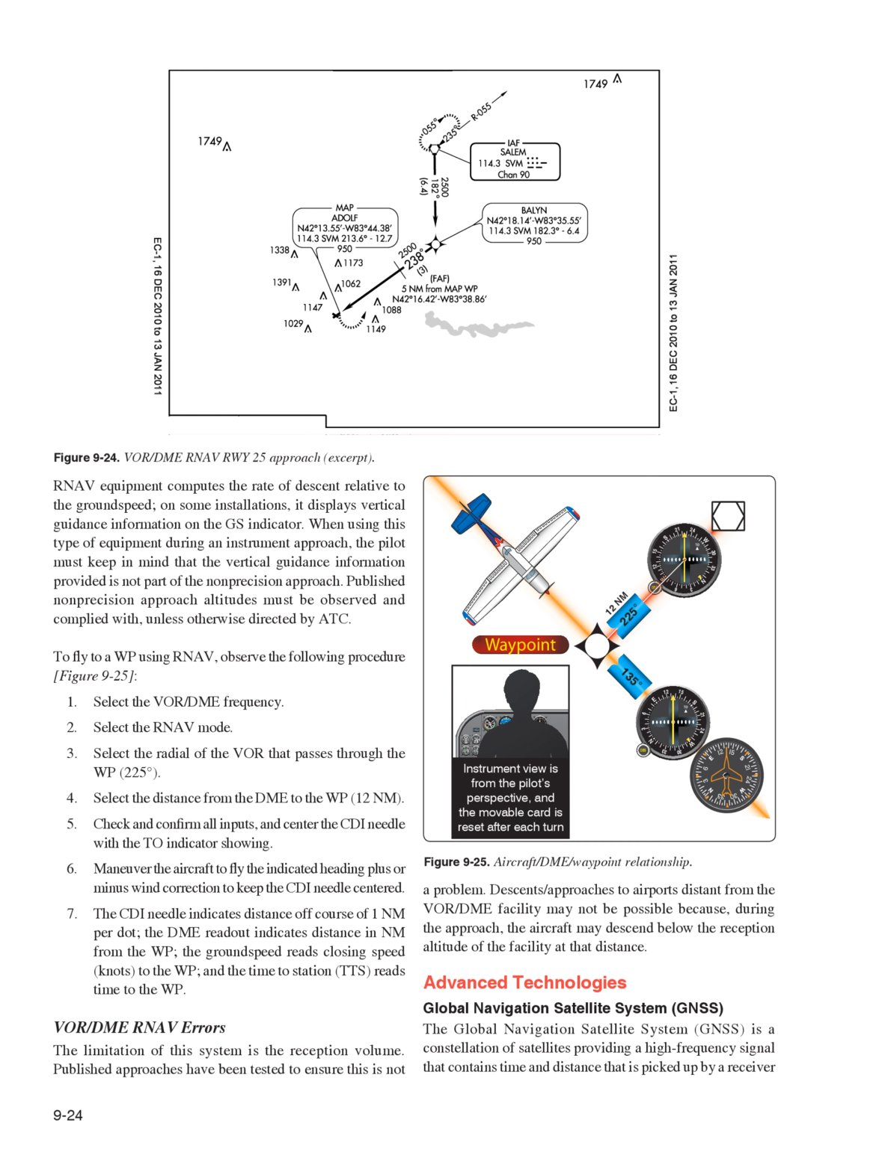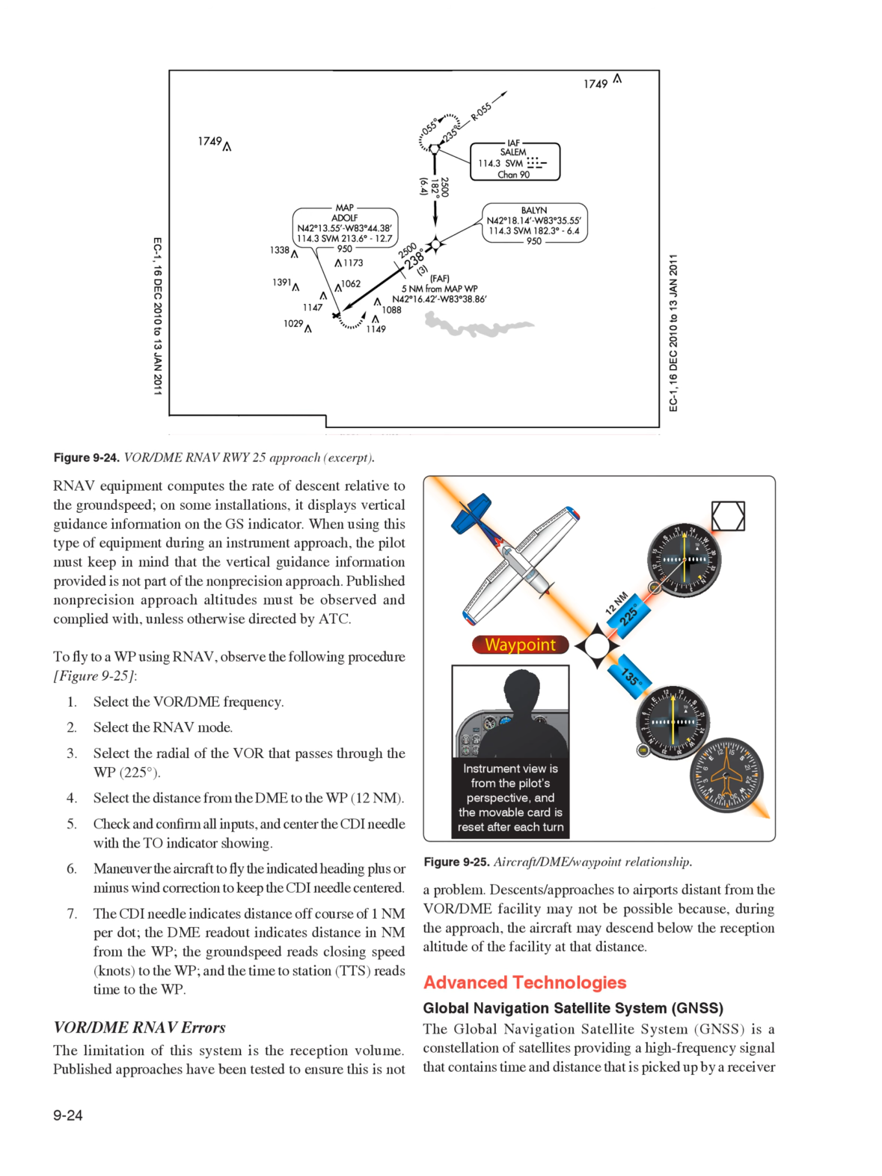3. Select the radial of the VOR that passes through the WP, 225 degrees. 4. Select the distance from the DME to the WP, 12 nautical miles. 5. Check and confirm all inputs, and center the CDI needle with the TO indicator showing.